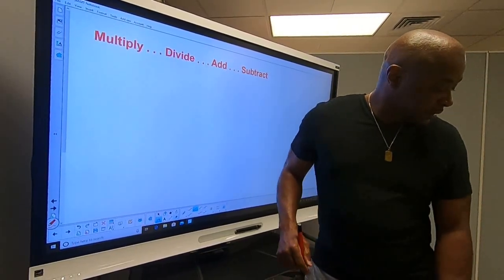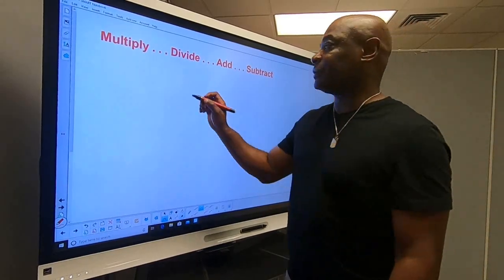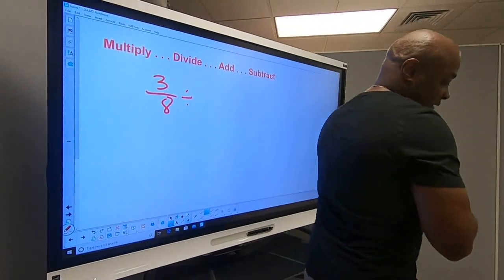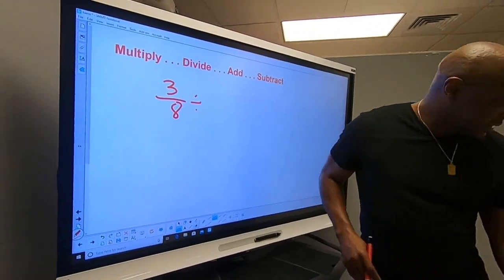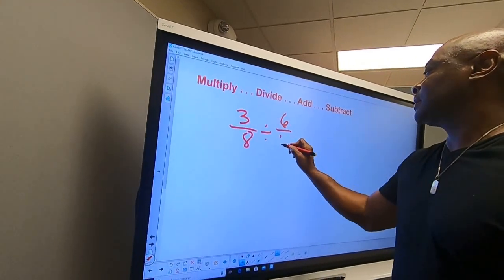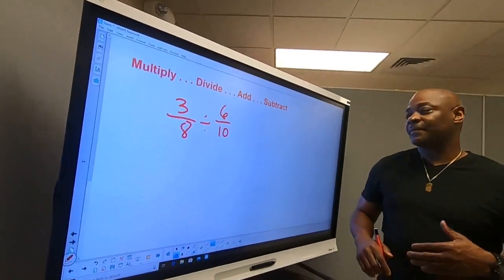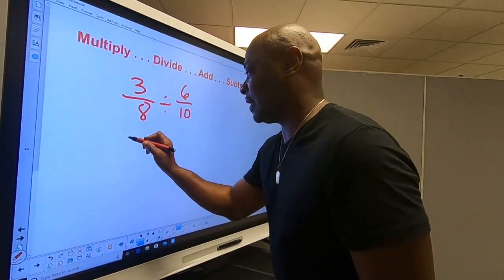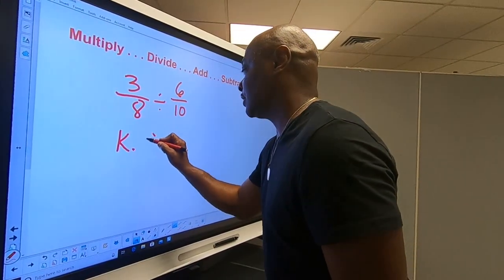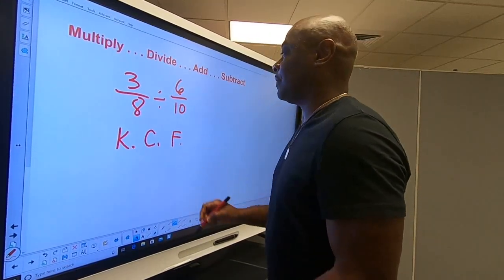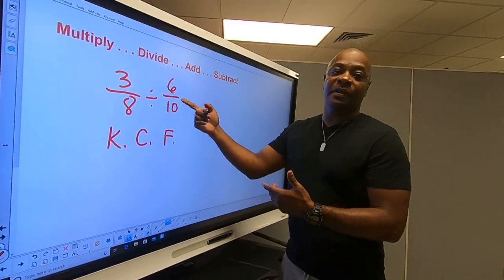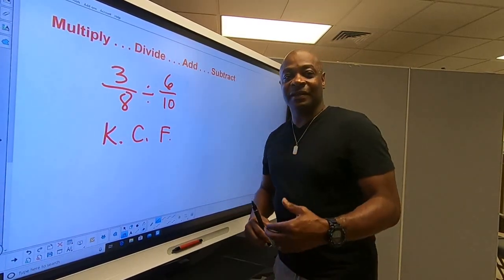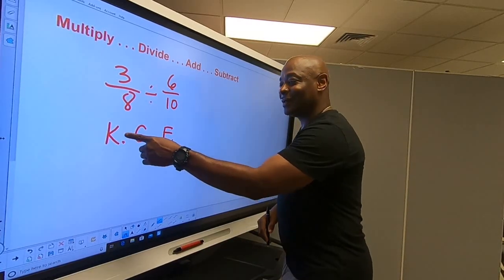So now, I have 3/8 that we're going to divide by 6/10. So now, it's something I show my kids. I say keep, change, and flip. The reciprocal is only flipping the back fraction, okay? So now, let's remember that KCF, not Kentucky Fried Chicken, not KFC, but KCF.